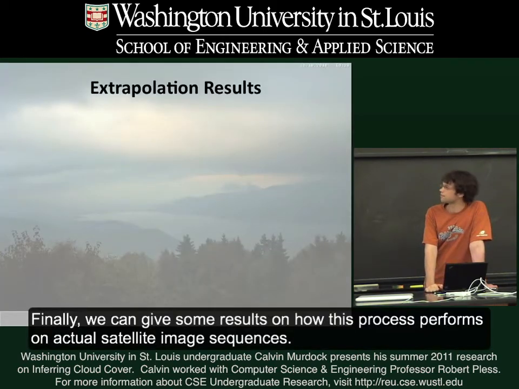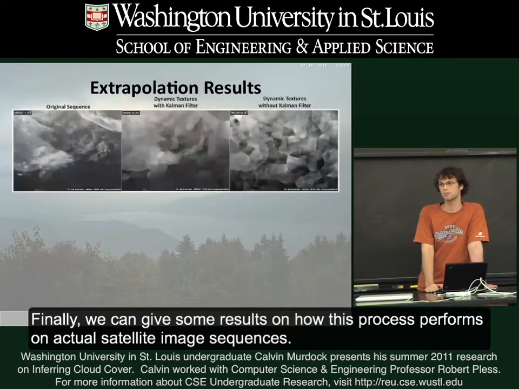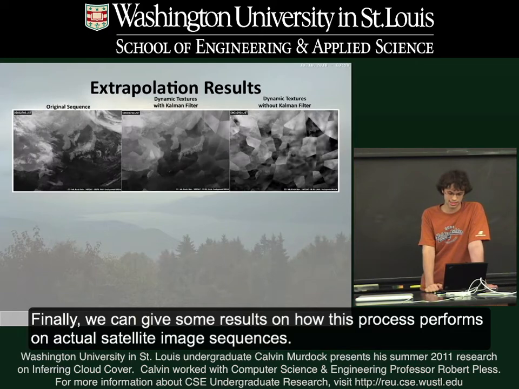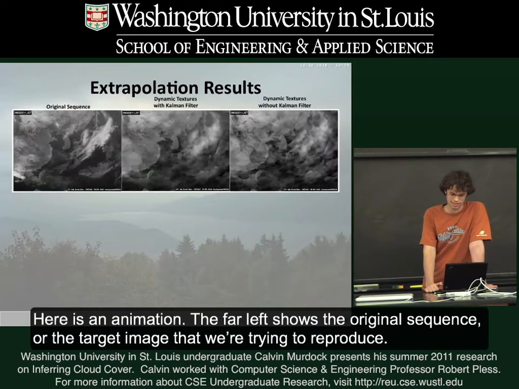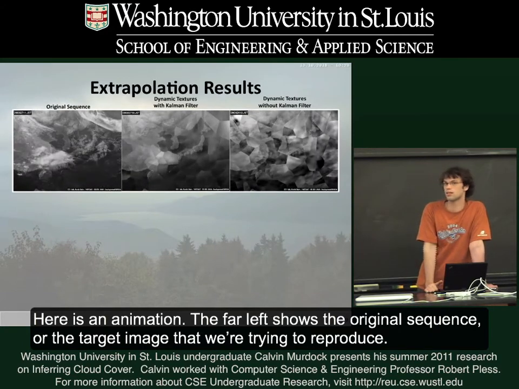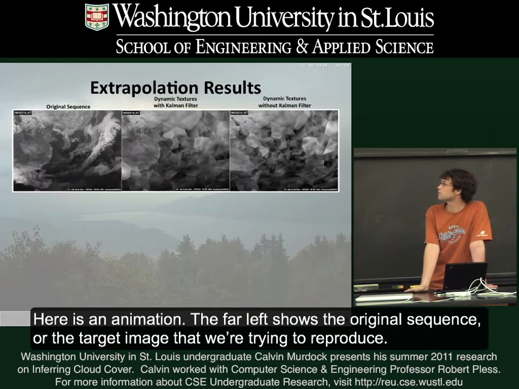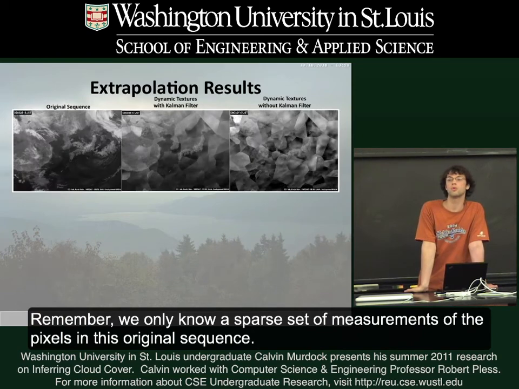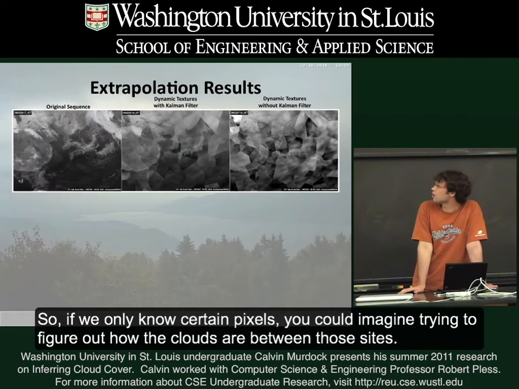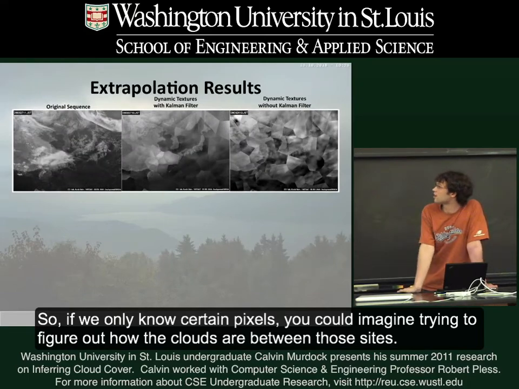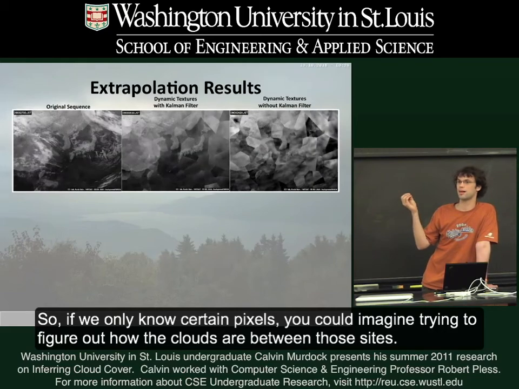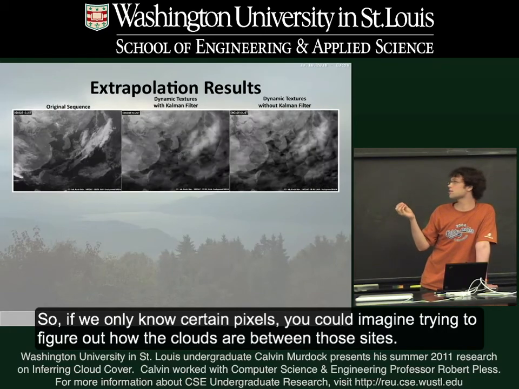Finally, we can give some results on how this process performed with actual satellite image sequences. Here is an animation. The far left shows the original sequence, or the target images that we're trying to reproduce. And remember, we only know a sparse set of measurements of the pixels in this original sequence. So if you imagine that you only know certain pixels, you can imagine how difficult it could be to figure out how the clouds are in between those sites.